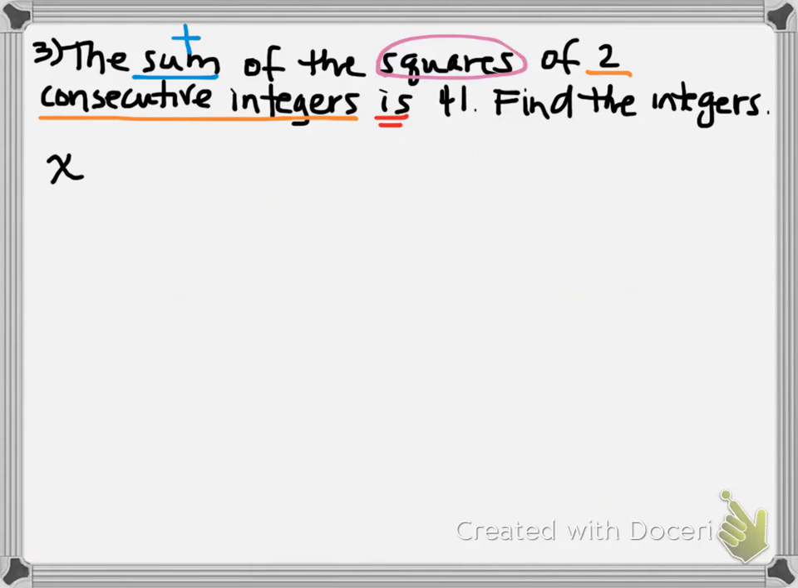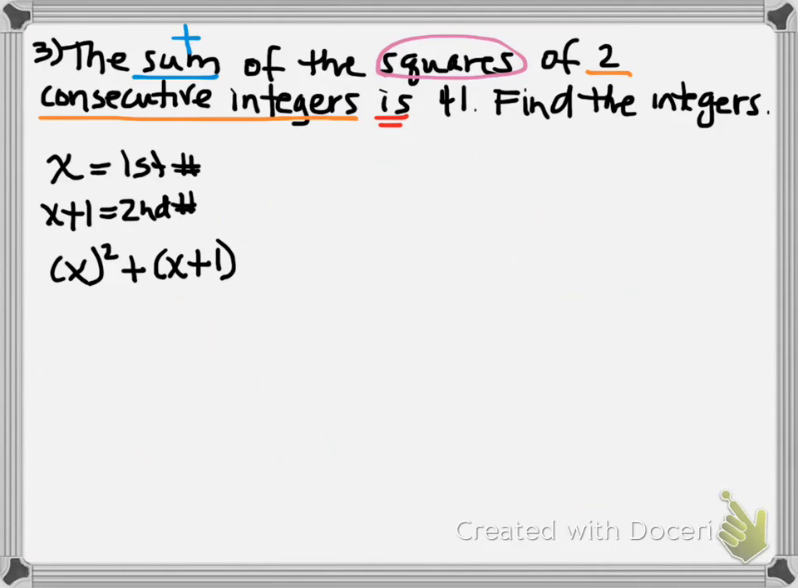So when we define consecutive integers, odd, even, doesn't matter, we always start with x as the first number. Second number is going to be one more than that. Now their squares say raised to the second power each of them. Sum says to add those squares together.